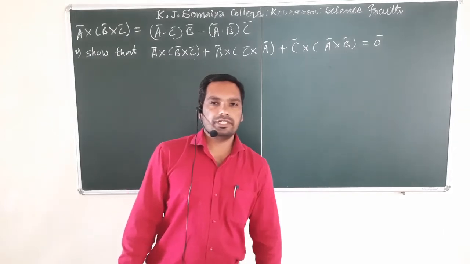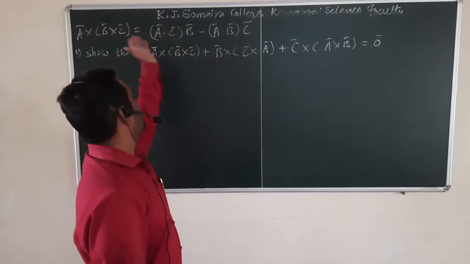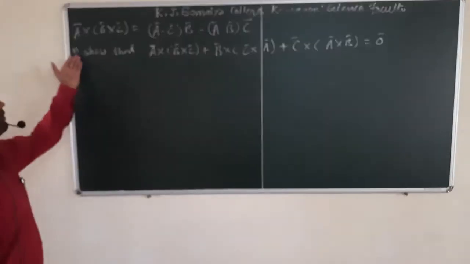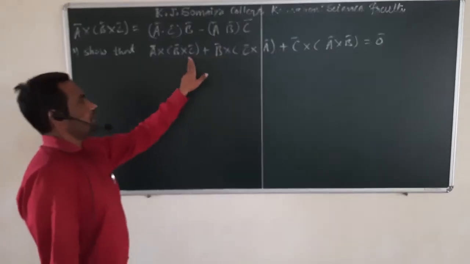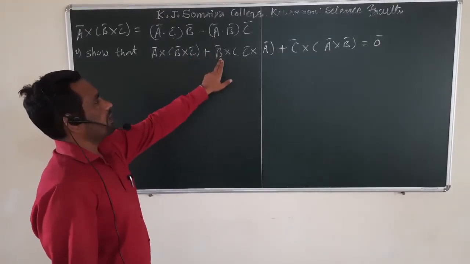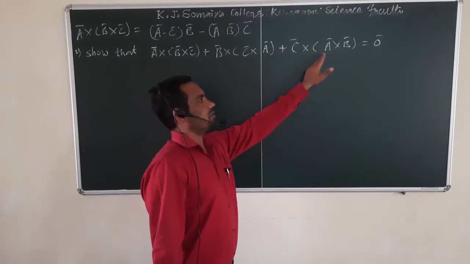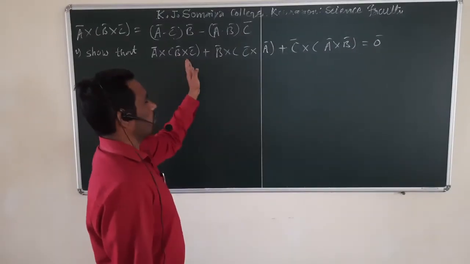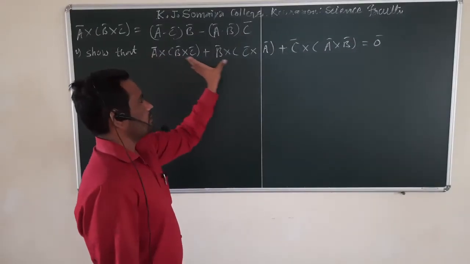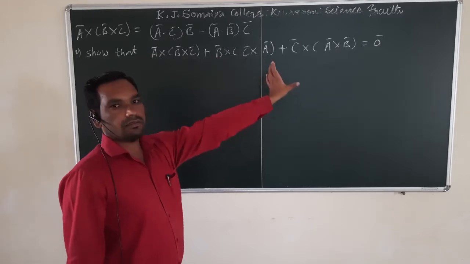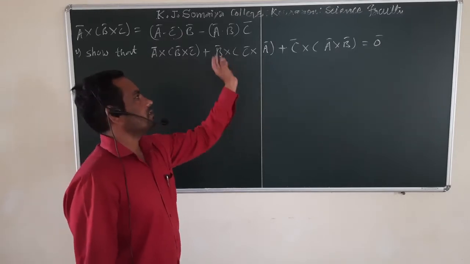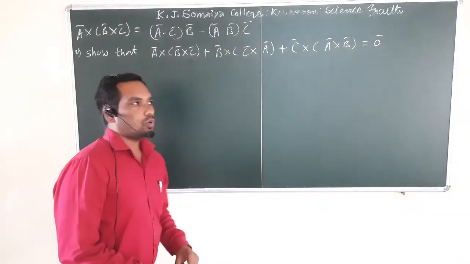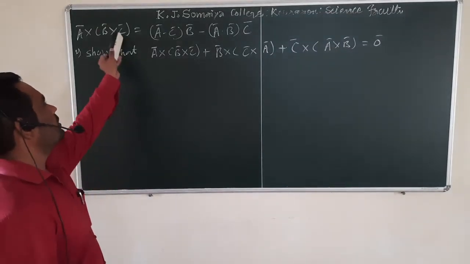Today we are going to study another example of vector triple product. In the second example, we have to show that vector A cross B cross C plus vector B cross C cross A plus vector C cross A cross B is equal to 0. So this is vector triple product of three vectors, and we add these three vectors by taking them in a cyclic order: ABC, BCA and CAB. To show that, we are using this definition.